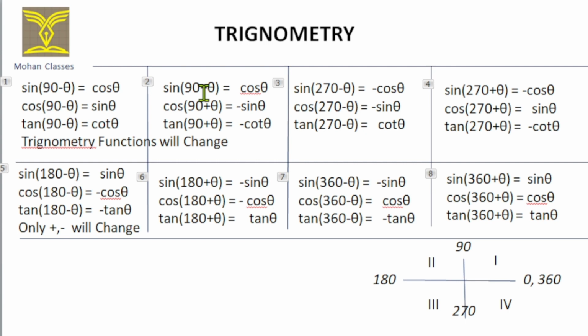Here sine of 90 plus theta. For sine it has become cos. Sine of 90 plus theta will come in the second quadrant. Therefore sine and cosecant are positive, therefore cos theta is positive. Cos of 90 plus theta is sine theta. Why is it minus? Because in second quadrant cos theta is negative. Therefore it is minus sine theta. Tan of 90 plus theta is cot theta. Why is it minus? Because tan of 90 plus theta is coming in the second quadrant, but here it is negative.